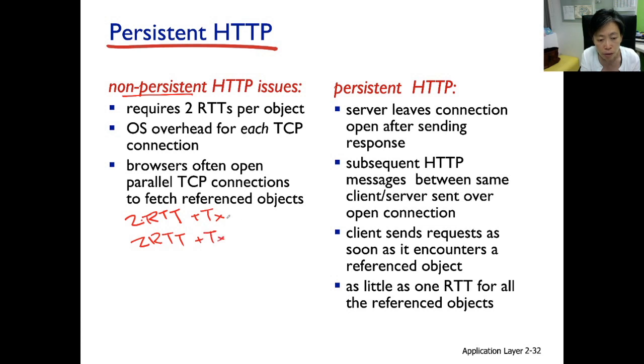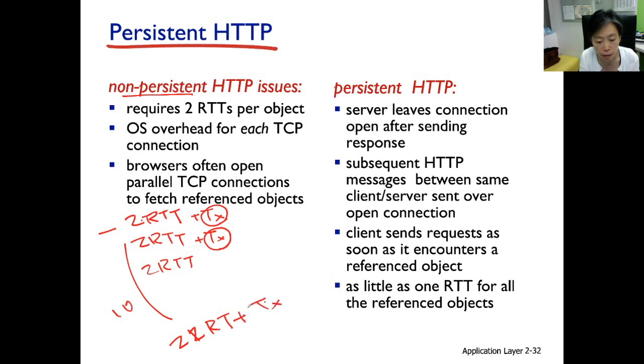Okay, so the transmission time might vary a little bit from object to object, but round trip times remain the same. Right, so there are 10 of these, so 20, 22 round trip times. So 10 of these plus this one over here, the base. And yeah, the sum of the transmission times, depending on which object it is.